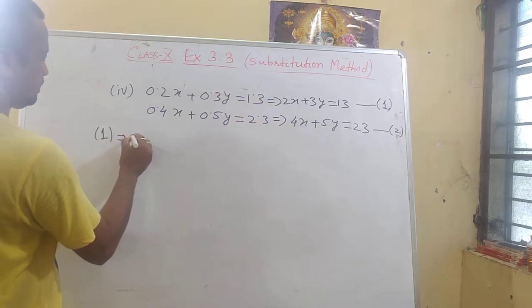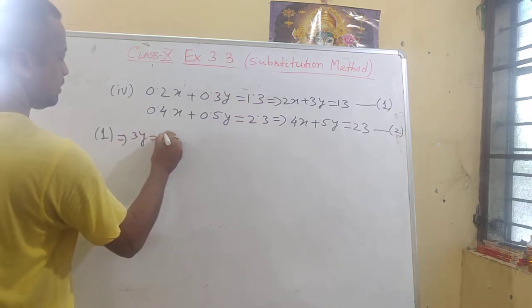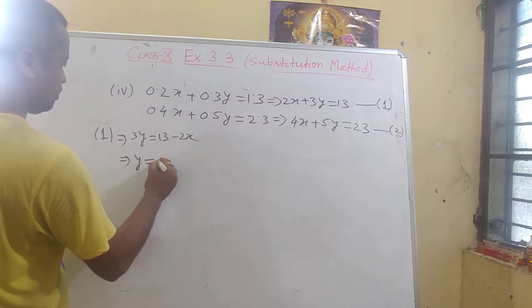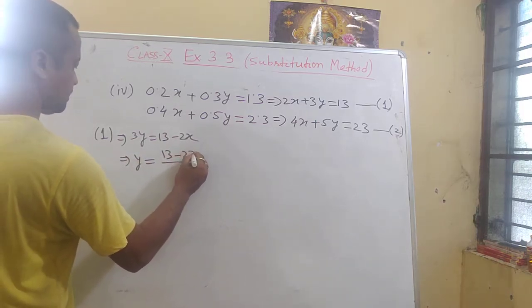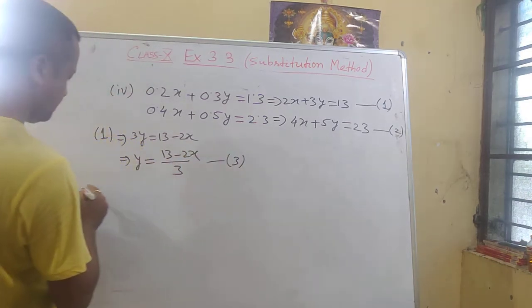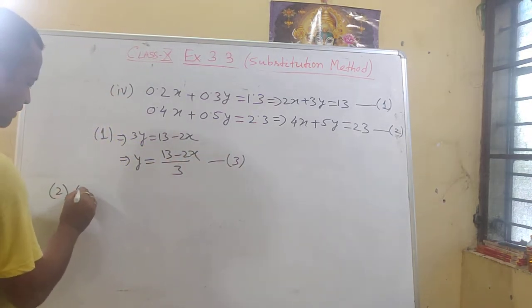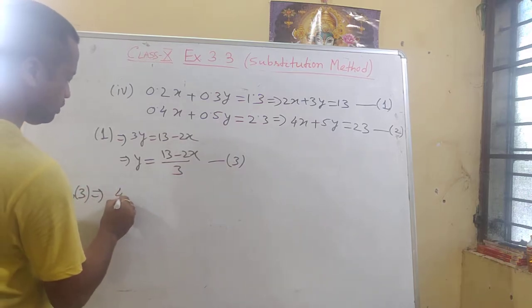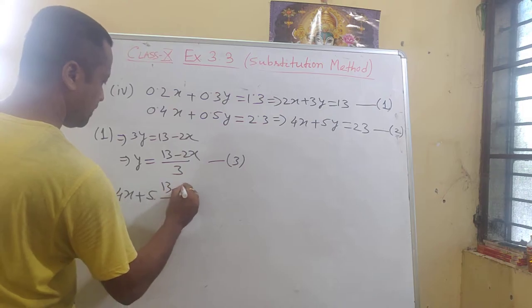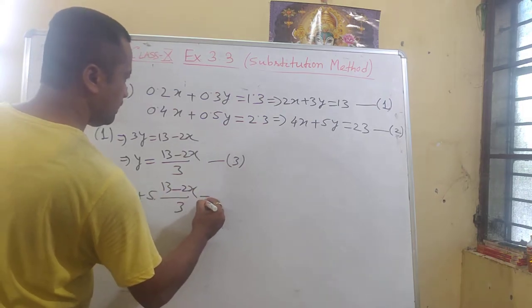1 implies 3y is equal to 13 minus 2x, which implies y is equal to (13 minus 2x) by 3. It is equation number 3. Now 2 and 3 imply 4x plus 5y, where y is (13 minus 2x) by 3, is equal to 23.